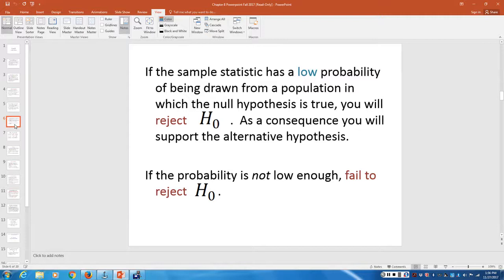If our evidence isn't strong enough to persuade us that H0 is absolutely not true, then we have to say, well, I still think it's not true, but I don't have evidence to come to the conclusion that it's not true. I fail to reject it.